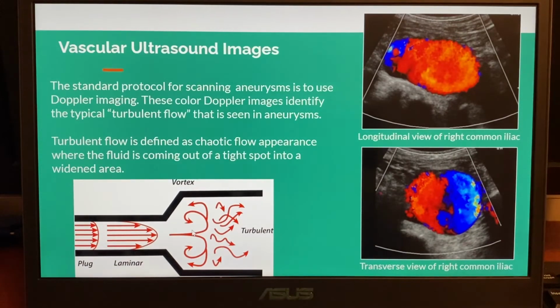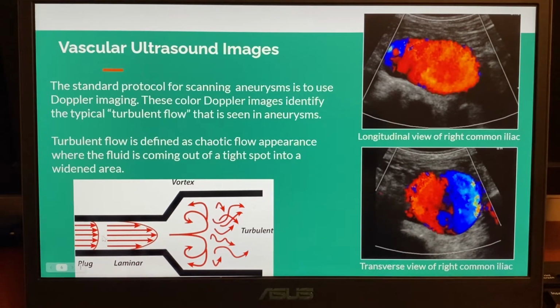The standard protocol for scanning aneurysms is to use color Doppler imaging, and these pictures show the typical turbulent flow that is seen in aneurysms. I wanted to add a quick definition of turbulent flow: it is the chaotic flow appearance where the fluid is coming out of a tight spot into a widened area.